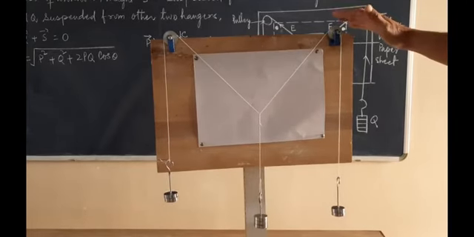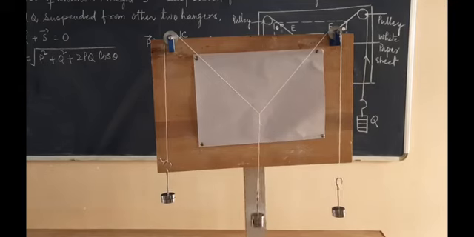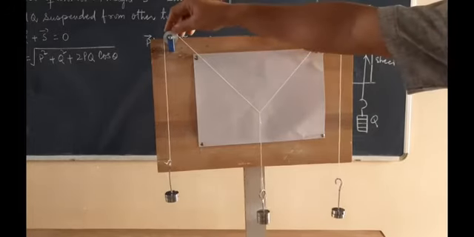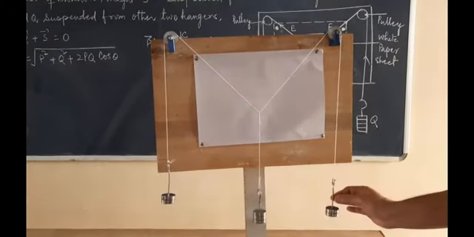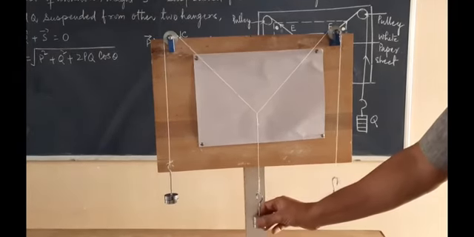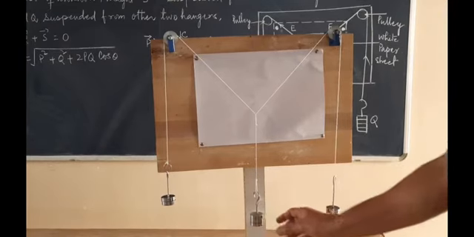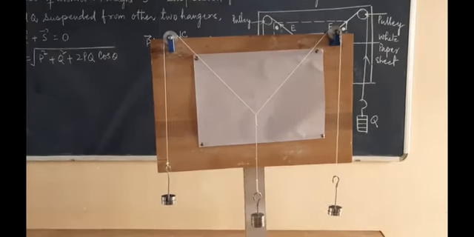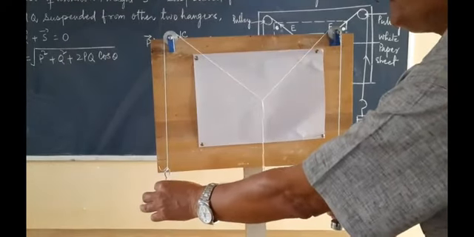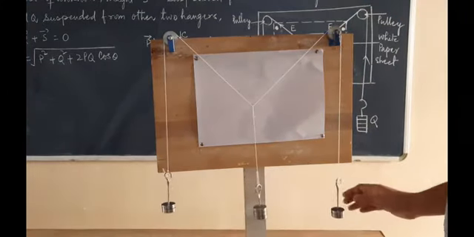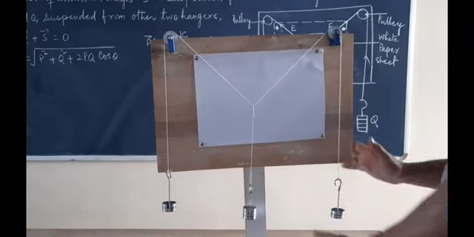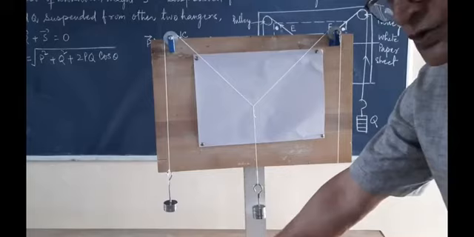Now see, this is our apparatus, and here is one pulley, here is another pulley, here is one hanger, another hanger, and here is the third hanger. The object which is kept here is the one whose weight is to be determined. This shows vector P, and this is vector Q. Keep this board vertical. We have made it vertical with the help of this screw.